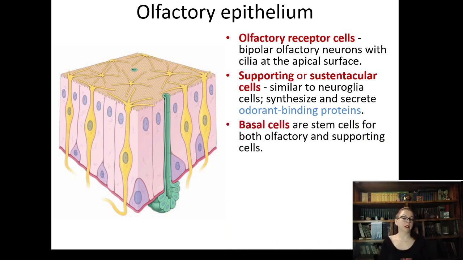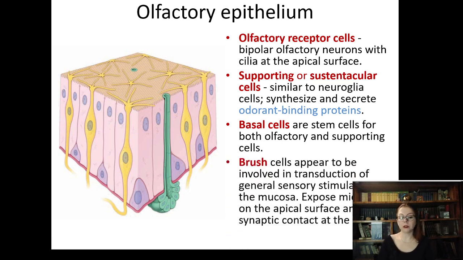And also basal cells are present, of course. They are not differentiated, and they are the source of regeneration. What is interesting is that they regenerate not only supporting cells, but olfactory receptor cells as well. And this is a very rare place in our body where neurons are readily regenerated. So this is interesting. And also brush cells, they are not shown in the diagram, but they are like chemoreceptors.